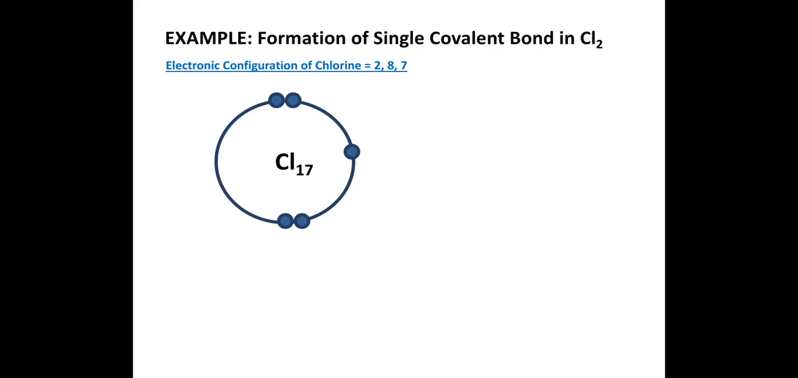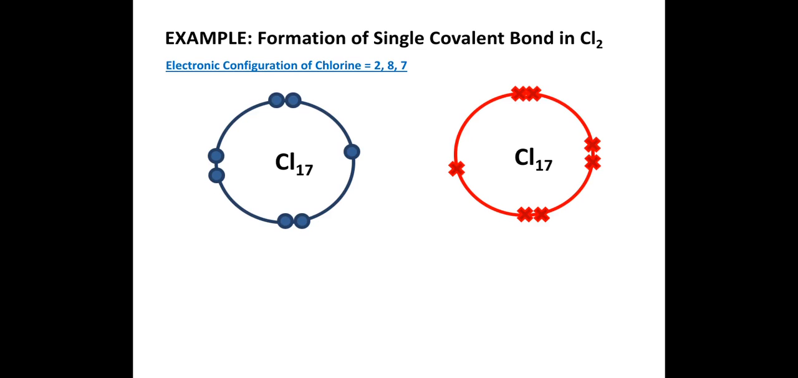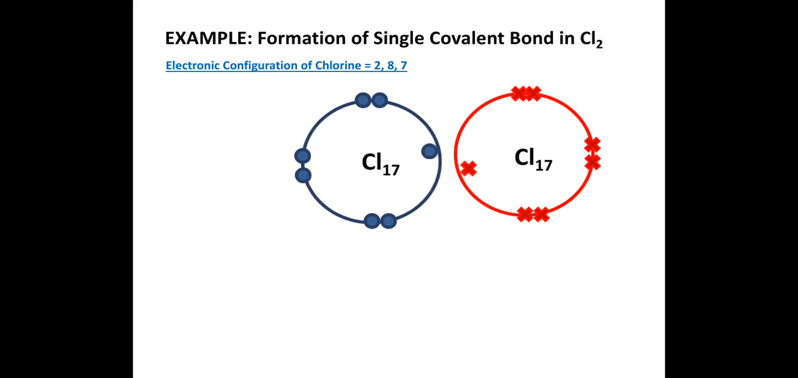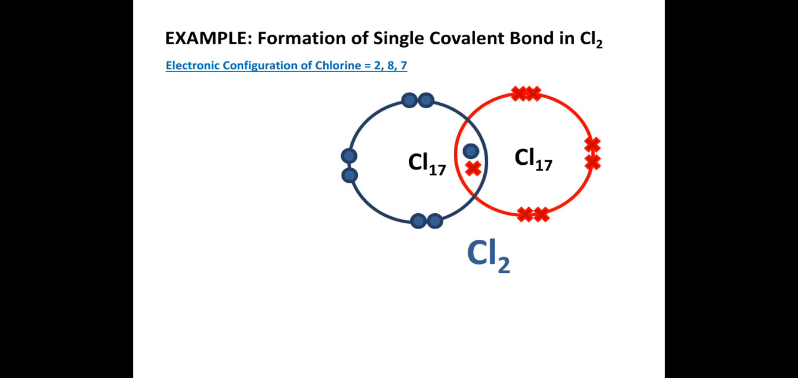A chlorine molecule is formed when two chlorine atoms mutually share one electron with each other. Each chlorine atom has 7 electrons in its valence shell. To complete their octet, they mutually share one electron with each other to form a chlorine molecule. Now you see that their valence shell or outermost shell is complete, and they attain the configuration of a noble gas, that is argon.